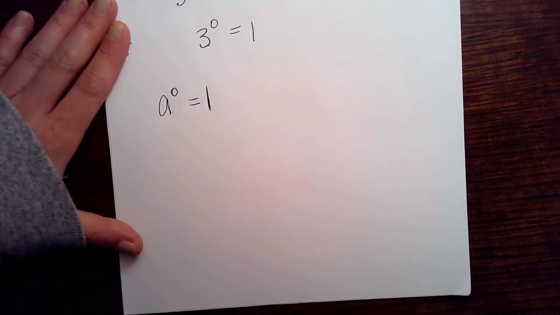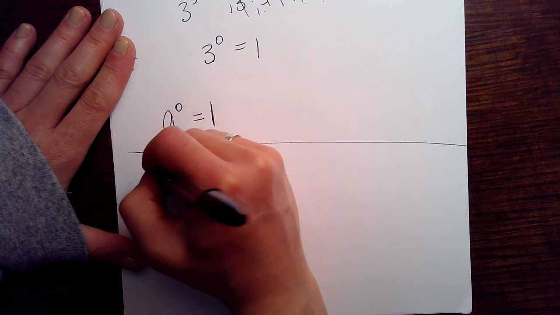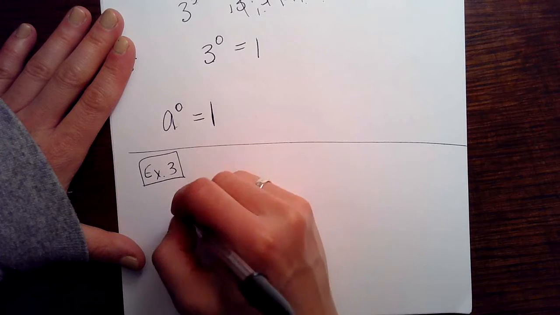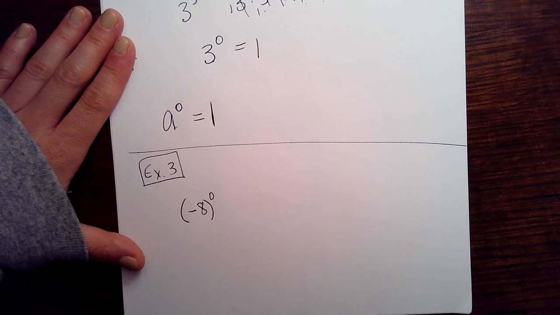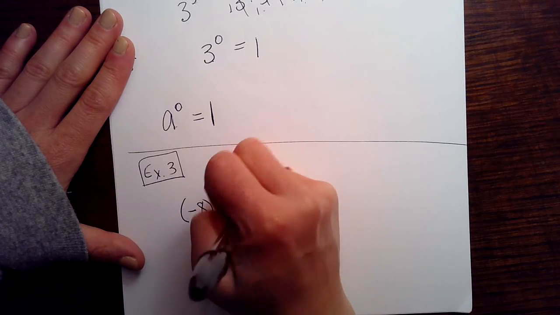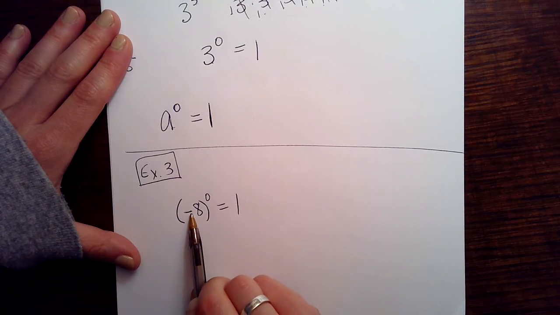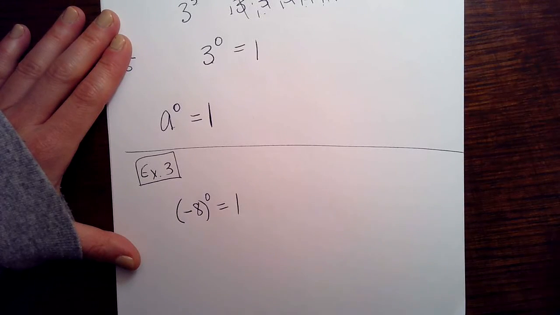So let's try it. We said anything, this is example 3 now. We said anything to the 0 power is 1. So what about negative 8? Negative 8 to the 0 power is still 1. And that negative sign inside parentheses means that it is part of the base.